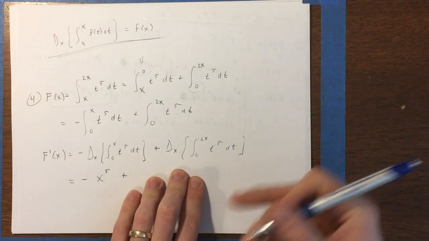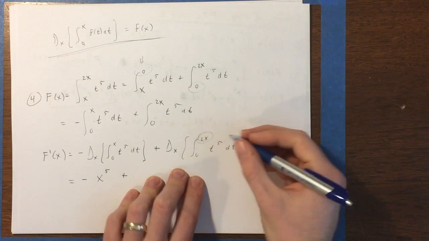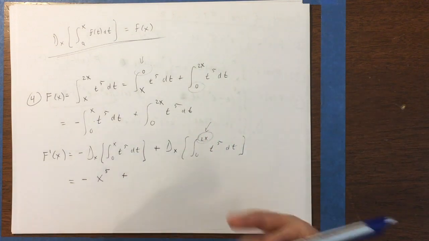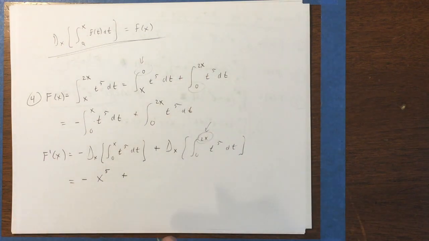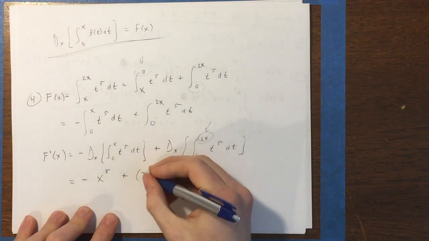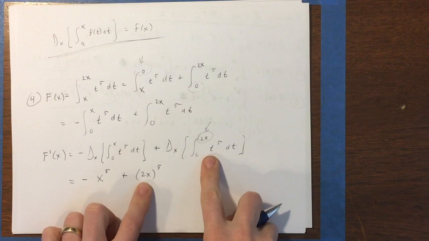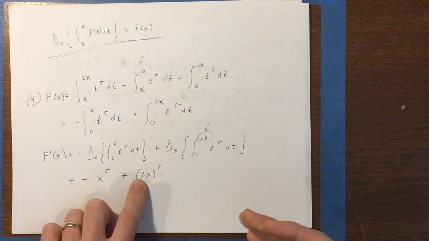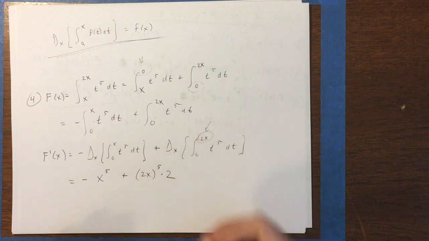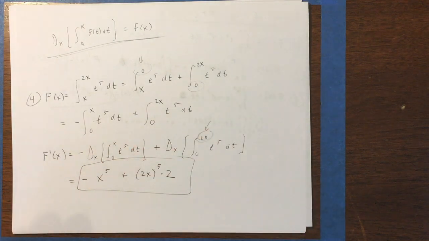The second term, just like the previous example where we had the x squared in there, is a composition of functions. So we have the function 2x plugged inside here. So what we have to do is apply the fundamental theorem as the derivative of the outer function and put 2x inside of this integrand, 2x to the power 5, right? So that's what we get first. And then multiply by the derivative of the inner function 2x, which would be just 2. So overall, this is our derivative: negative x to the 5th plus 2x to the power 5 times 2.